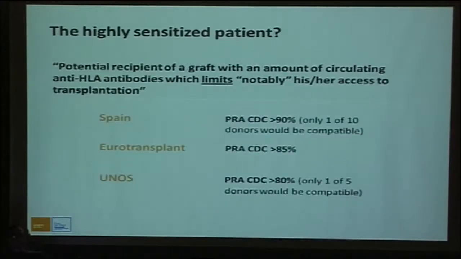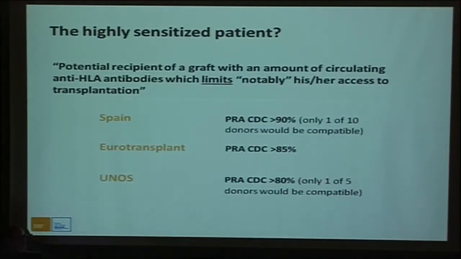In Spain, we agreed a lot of years ago that a CDC PRA of 90 is a very high immunological risk patient, so that only 1 out of 10 donors will be compatible for you if you have a 90% PRA. In the United States, UNOS has put this at 80% to quote a recipient as a high immunological risk patient. Only 1 out of 5 donors will be compatible. So this is 20% compatibility, 10%.